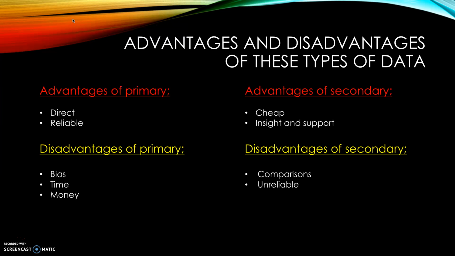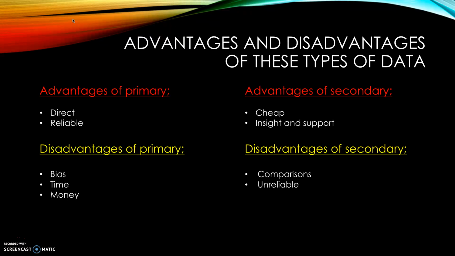Some advantages for secondary data are the fact that it is cheap because having access to secondary data is cheap and inexpensive compared to carrying out primary data collection methods. Another one is that there is insight and support from other researchers online that can help with the experiment the researcher wants to carry out, boosting the chances that the study will be valid and the results will be reliable.